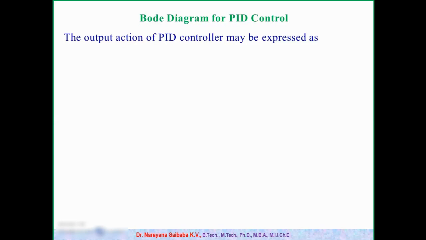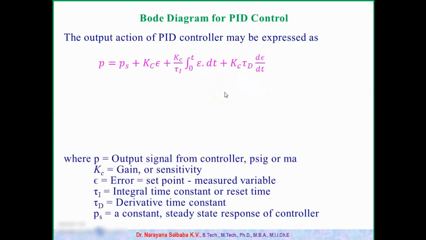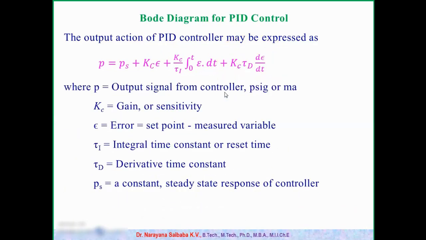If we use a PID controller, then the response can be given as P equal to Ps plus Kc e plus Kc by tau I integral 0 to t e dt plus Kc tau D into de by dt. Here the first term Kc e is the response from the proportional controller, Kc by tau I integral 0 to t e dt is the response from the integral controller, and the last term is the response from the differential controller. Here P is the output signal from the controller.